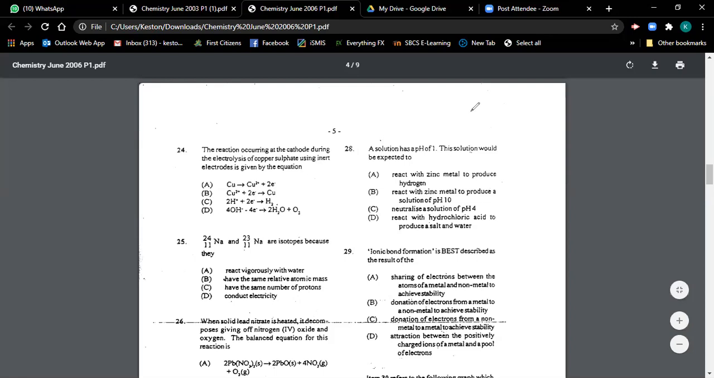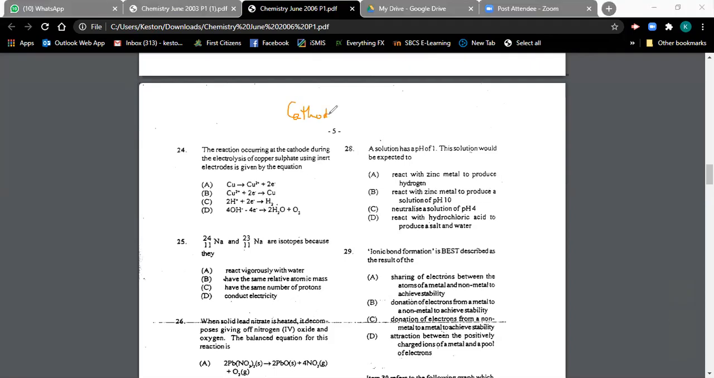Right? So that means the electrodes are not participating. Is given by the equation. Which one? So at the cathode, I always want you to think, what is coming to the cathode? Cations. What are the cations that are going to be present in copper sulfate? So copper for sure is one. And if it's in solution, the other is hydrogen. So which one is going to be liberated?